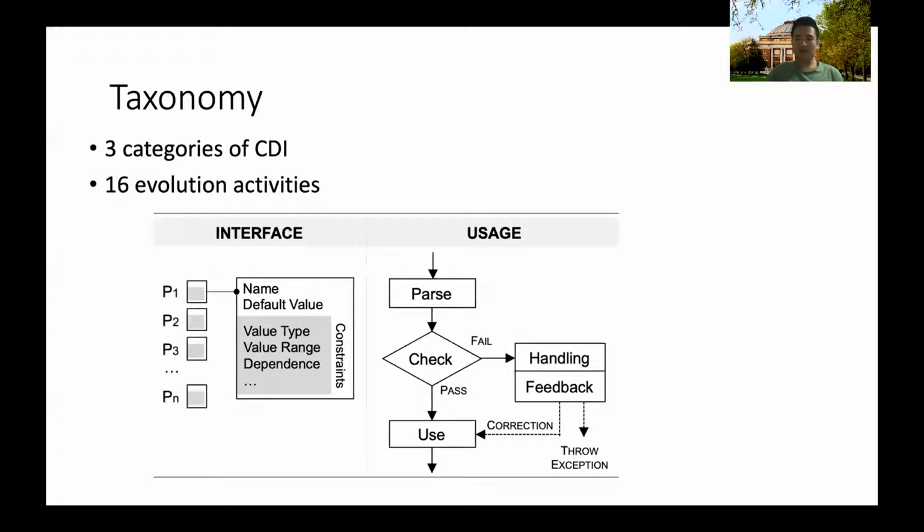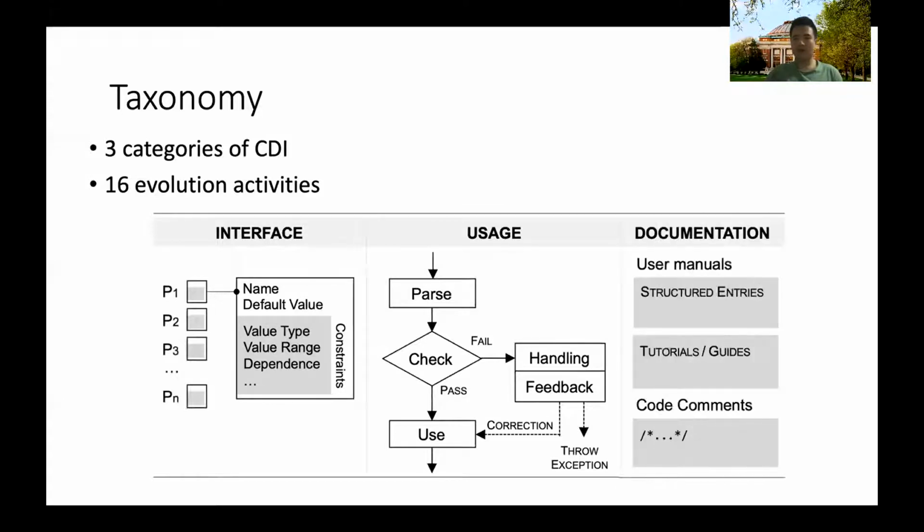The second one is usage. This is how the program actually parses, checks, and uses the parameter, including misconfiguration error handling. The third one is documentation, including user manuals and code comments. We have 16 detailed evolution activities in the paper, and each one corresponds to one of the activities in this figure.